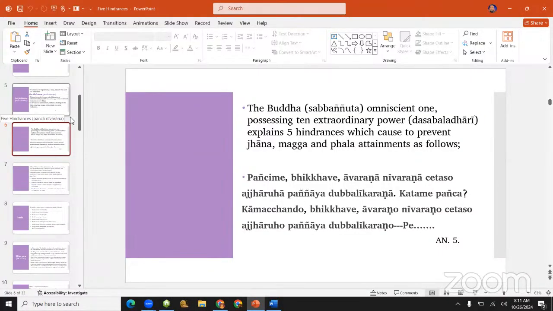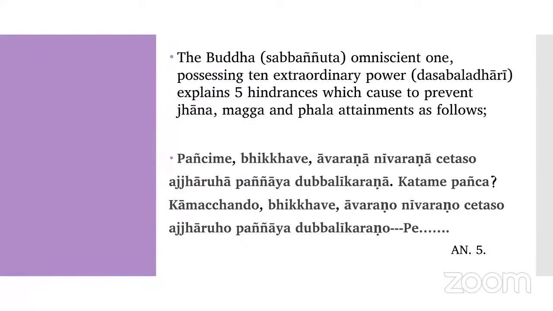Okay, the Buddha means the Sabbannuta, the omniscient one, possessing ten extraordinary powers, the Dasabaladhari. He explains five hindrances which prevent jhana, magga and phala attainment. This is from the Anguttara Nikaya: Pancime bhikkhave avarana nivarana chetaso ajjhoruha pannaya dubbalikarana. Pannaya dubbalikarana means weakening your magga, phala and vipassana panna. So this kāmacchanda prevents the panna.